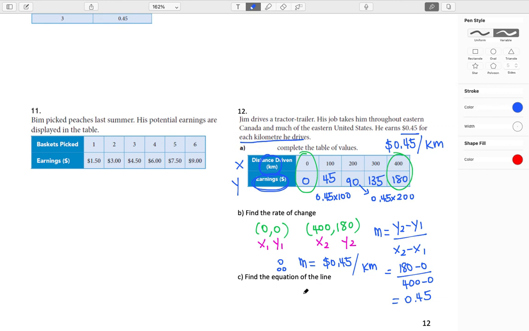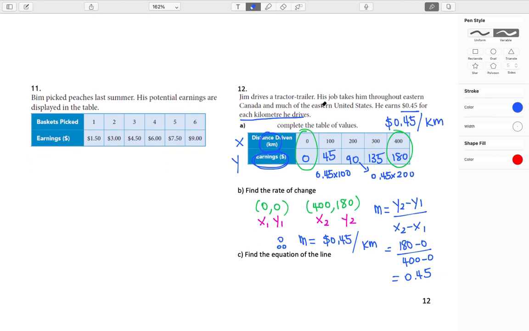And find the equation of a line. We know that the y-intercept, when x is 0, is going to be 0. So therefore, y is equal to 0.45x plus 0. Okay, good.